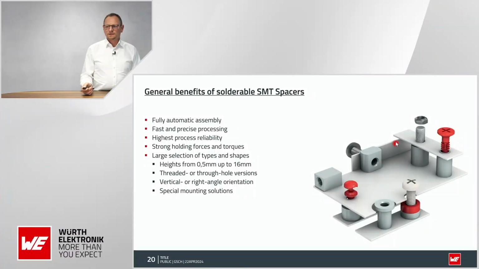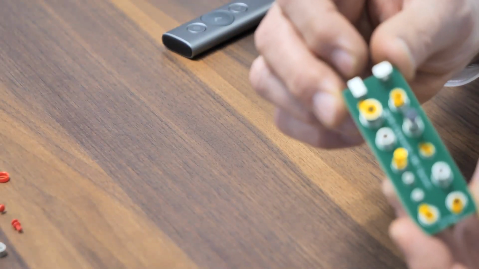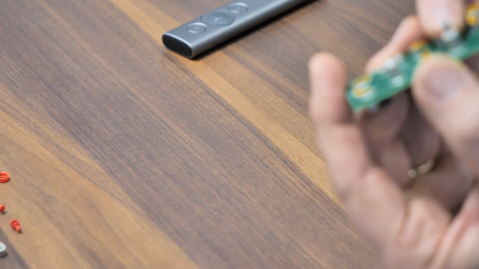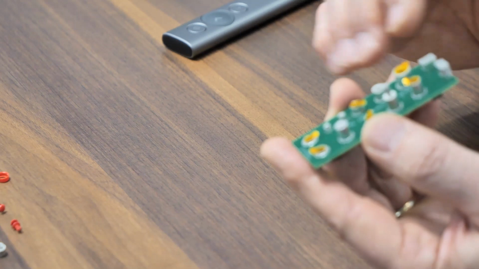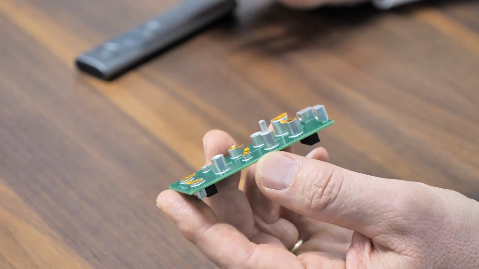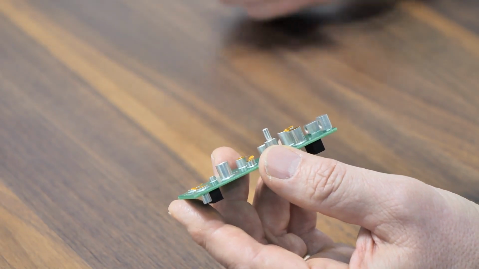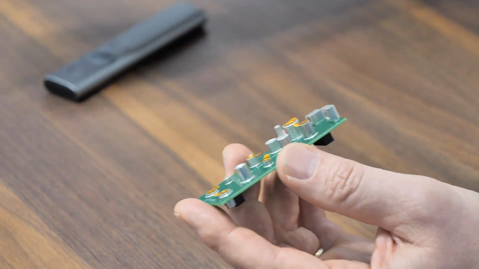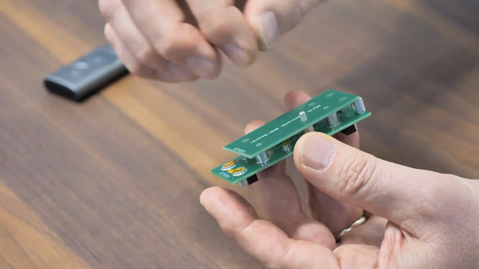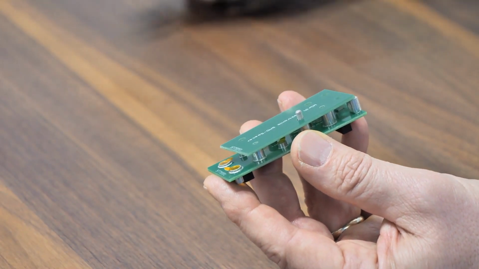Let's start with these types. This is the type with the external thread. It's commonly only available in M3. You see the type here on a little demo PCB. So this is the one with the external thread. I hope you can see it. Yep. It's very easy then to put a second PCB on top. I have a sample here that I can show you. Just put the PCB on top and you can mount your screw on top.